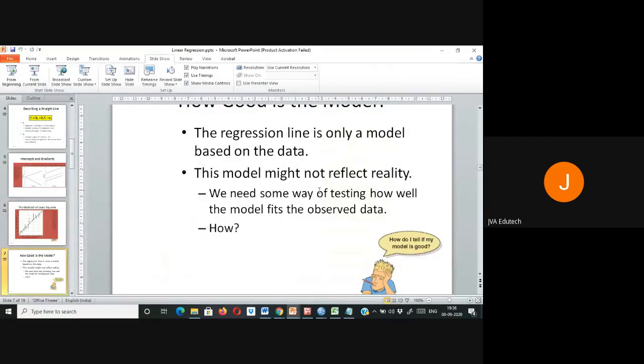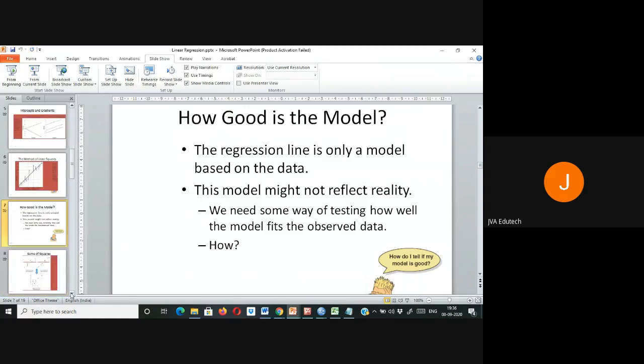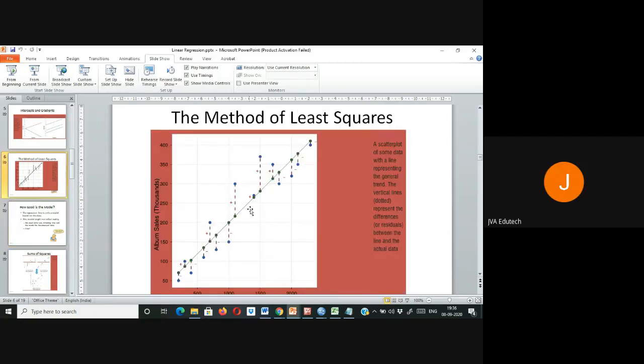But before moving on to how good the model is, let's do a regression, a simple regression, and only then can we tell how good our model is in this case. So whenever you are estimating the model, you can estimate your model based on this.